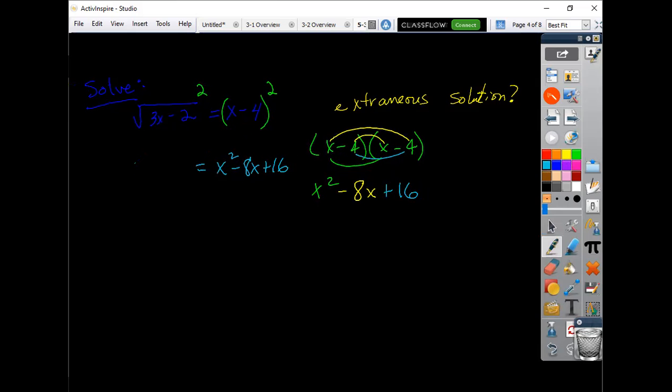And on the left, the squared takes the square root off. And then moving everything over.